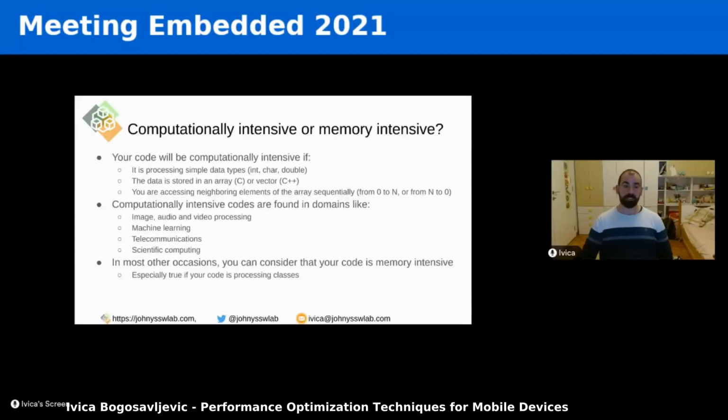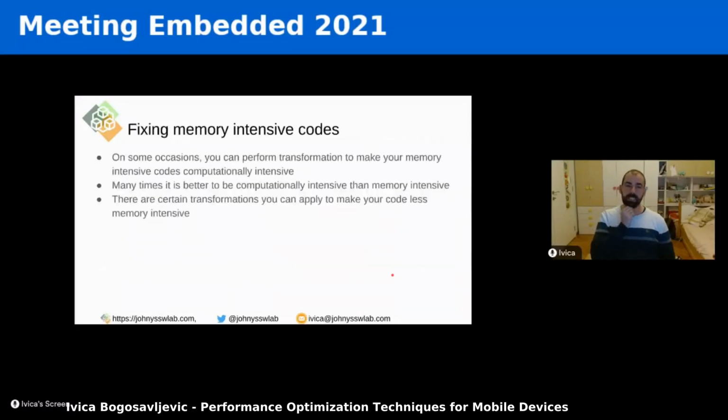Now, if any of this is not true, if you're processing large data types, so data is stored in a hash map or a tree, or it is stored in an array but you're not accessing sequentially but with a stride, for example element 0, element 8, element 16, and so on, your code will most likely be memory intensive.